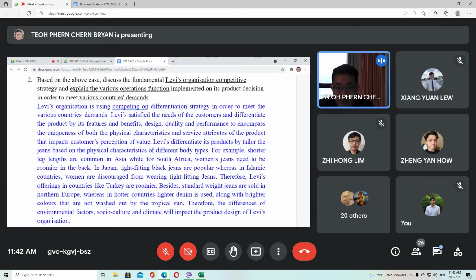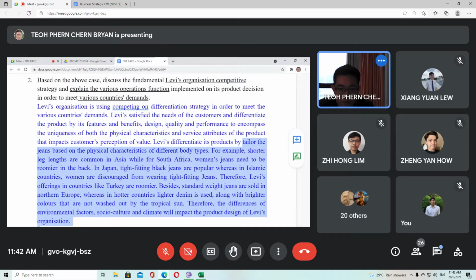Okay, now look at your point here. Tailor the jeans based on physical characteristics. For example, all these things. Okay, so is this a differentiation strategy or a response? You've got three to choose from, right? Differentiation strategy, cost leadership, and response. Okay, I feel like this one sounds like a response strategy instead of a differentiation strategy because you are responding to the different body types in every country.